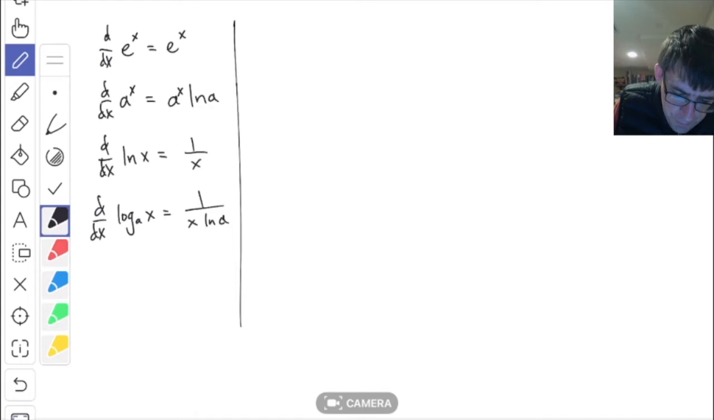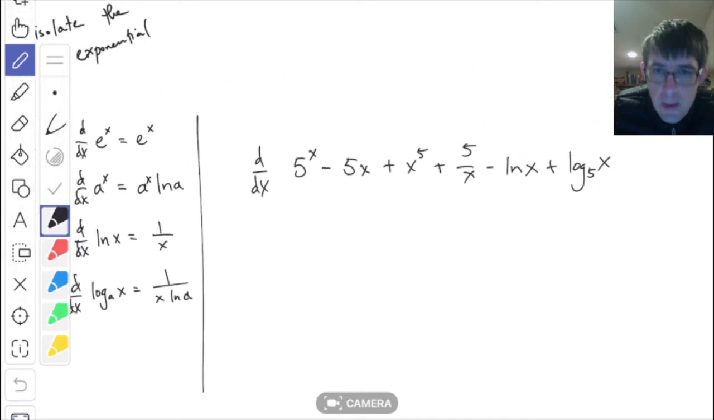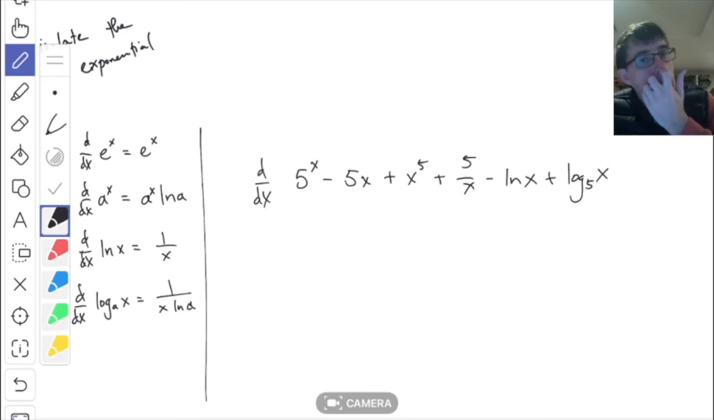How about, here's a simple one, derivative of, let's try 5 to the x minus 5x plus x to the 5 plus 5 over x minus ln of x plus log base 5 of x. How about that? I just put them all in there. This is the derivative of all of those things.